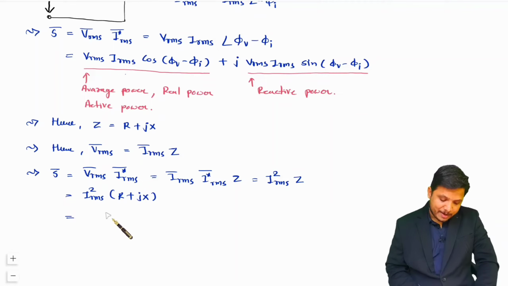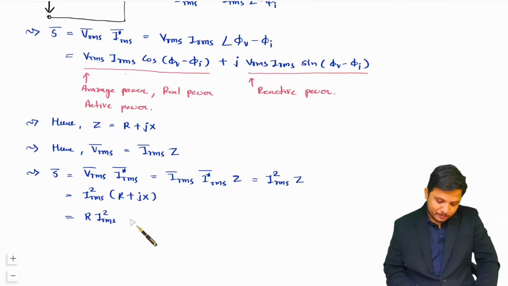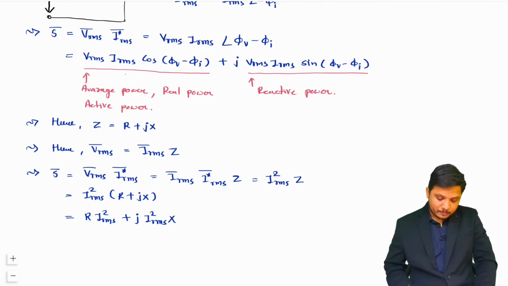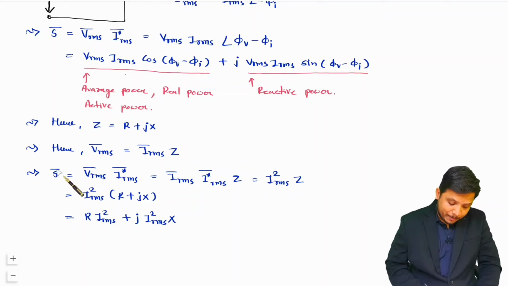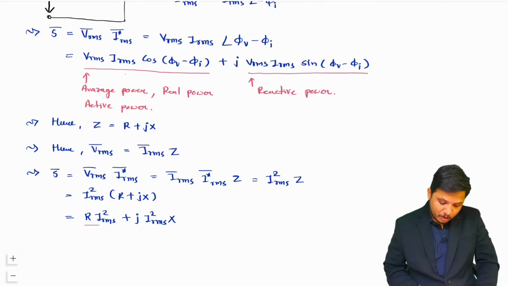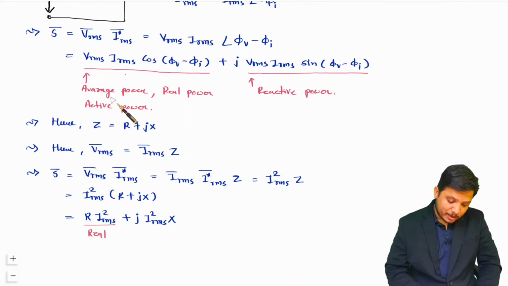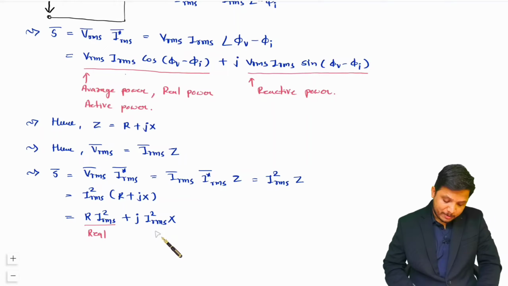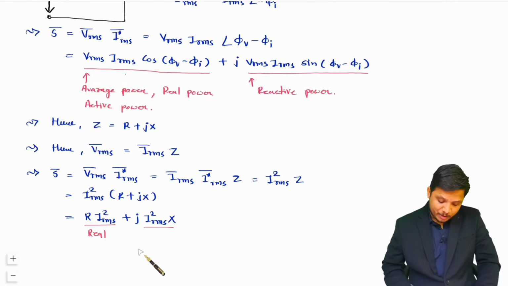So here also we have two components, one is R into Irms square and the second is plus j into Irms square into X. You can compare this complex power calculation with the earlier one. So we have two different equations for complex power. This is the real part. What does this real part explain? Average power, real power or active power. And this is my imaginary part that explains reactive power.